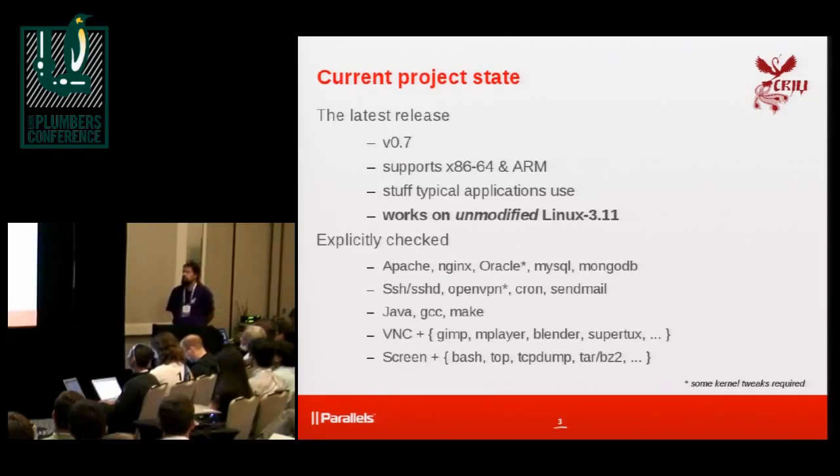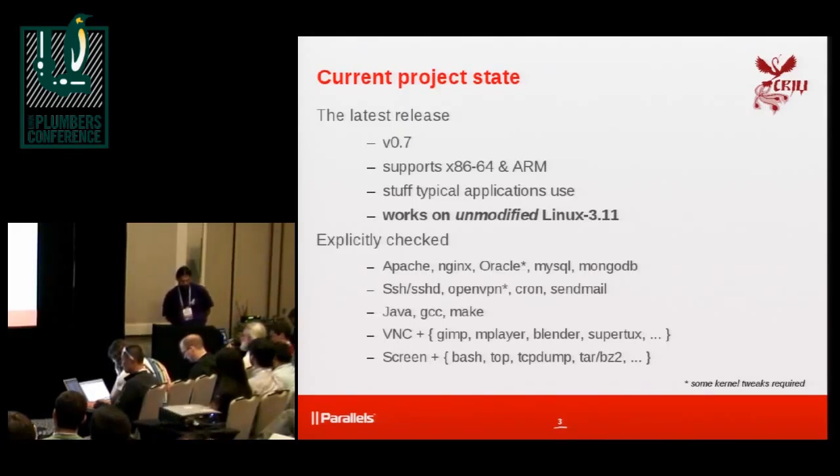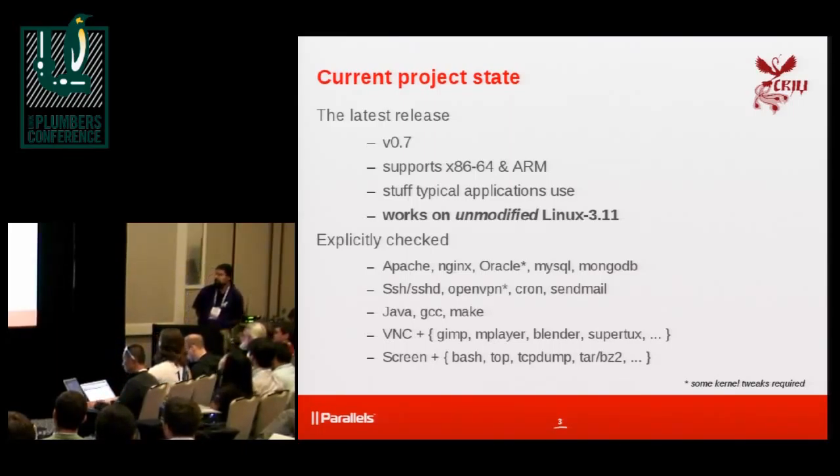We do testing internally. We have a huge set of atomic tests which check that all the kernel APIs are supported, but from time to time we take some real life software and check how CRIU works with them. So far we have checked quite a lot of things, like various services, for example Apache, MySQL, system services, compilers, Java, lots of stuff with VNC and command line tools.